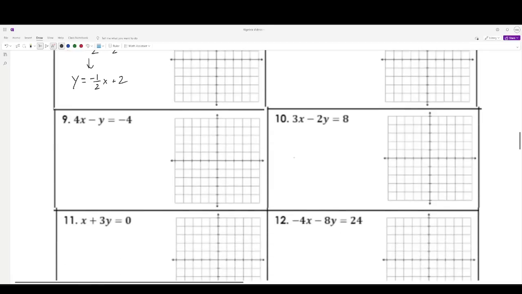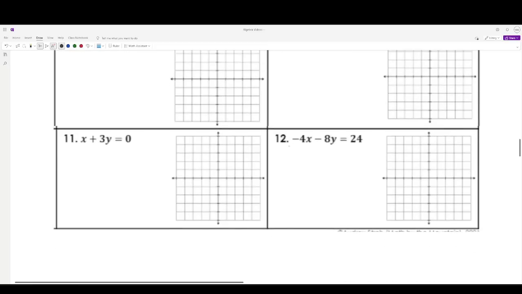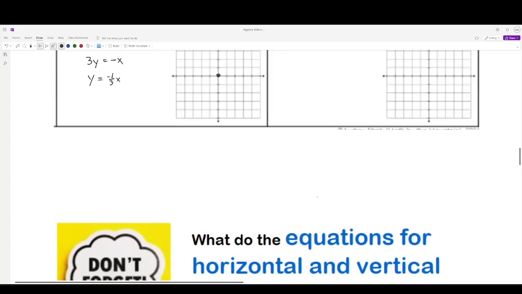All right, these are more of the same kind of stuff, so I would say just practice those, make sure you understand them. Here's another one with a y-intercept of 0, so after we rearrange it, we'll have 3y equals negative x, but we won't write the plus 0, and then we just have y equals negative 1/3 x, and we know to start at the origin because we have a y-intercept at 0.